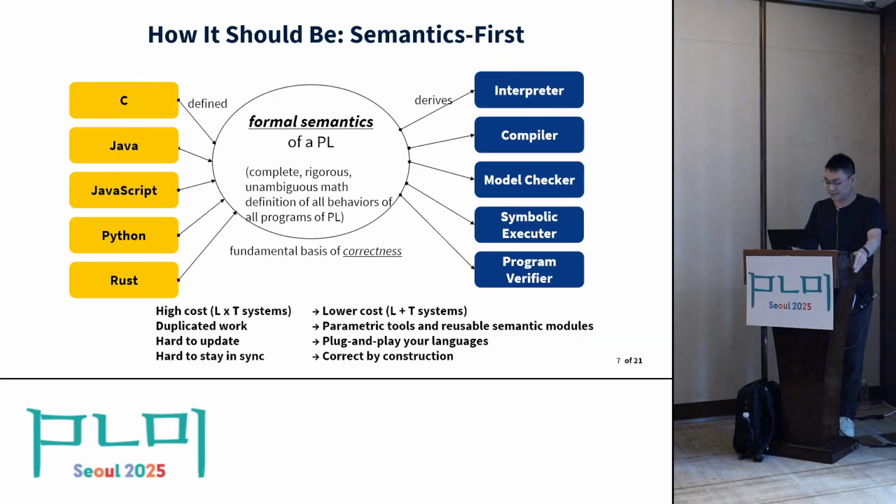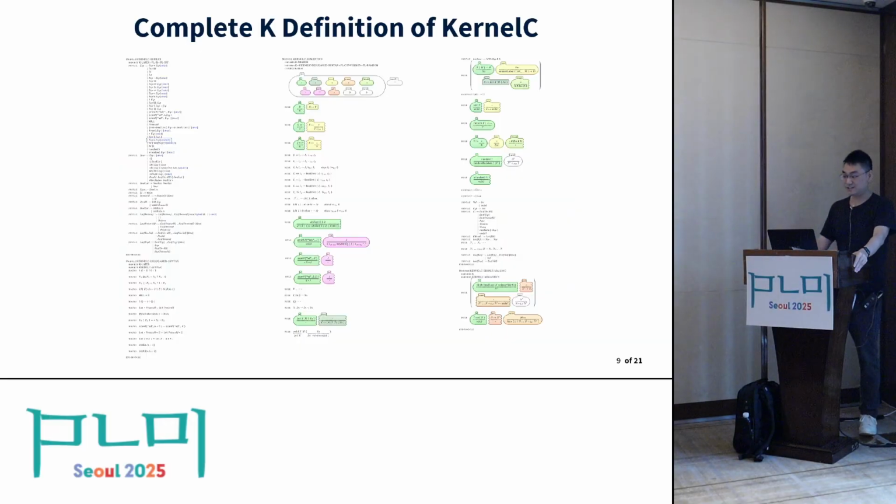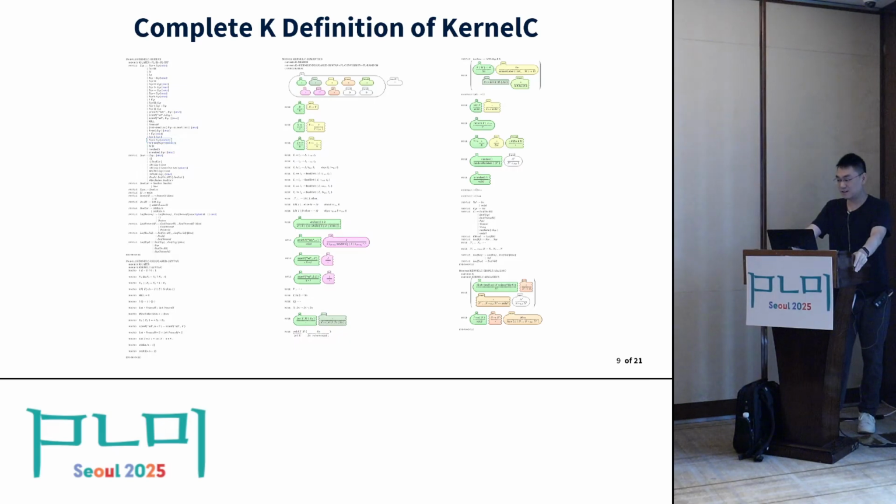So to give you an idea of how a formal semantics of a language looks like, this is the K framework. All that I said has been accomplished by the K framework. I'll be explaining K later. But basically, how does a K definition look like? Just to give you an intuition, this is the complete K definition of kernel C, which is a fragment of the C language.